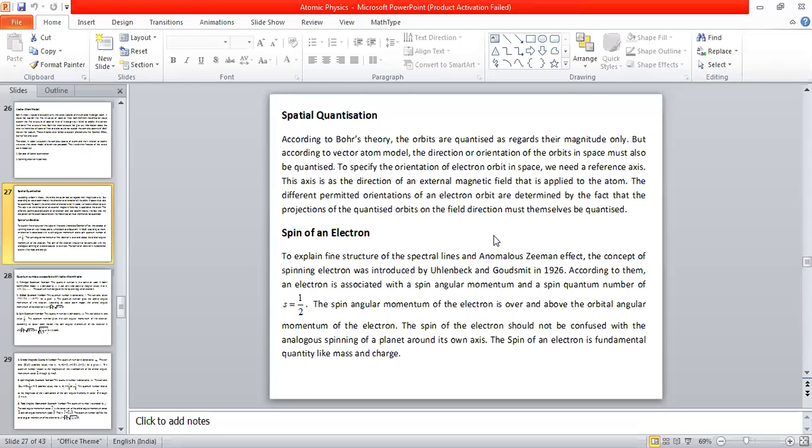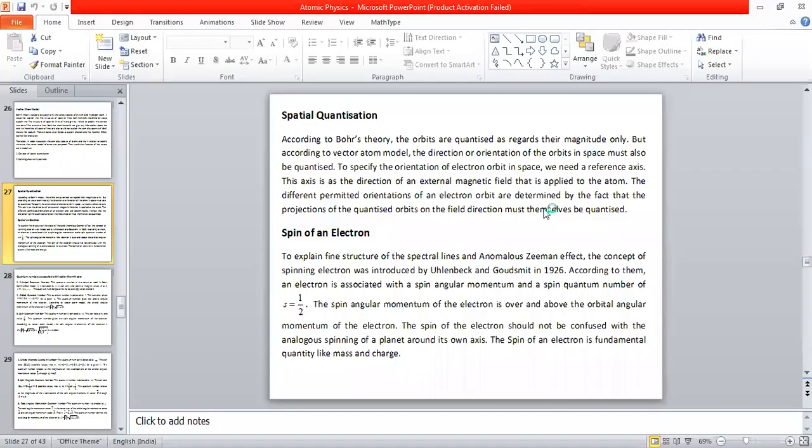I repeat, for spatial quantization we require a reference direction. How do we choose the reference direction? A reference direction is taken by applying an external magnetic field to the atom, and whatever the direction of the external magnetic field, that itself serves as the reference direction for spatial quantization. Okay, now let us move on to the second postulate.